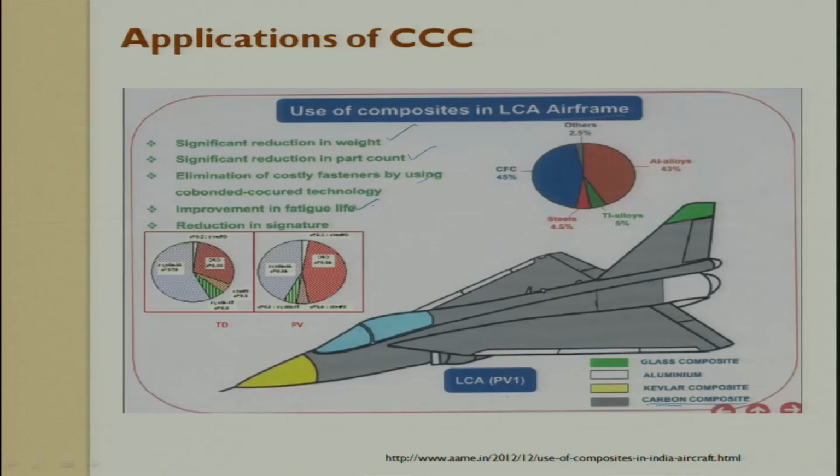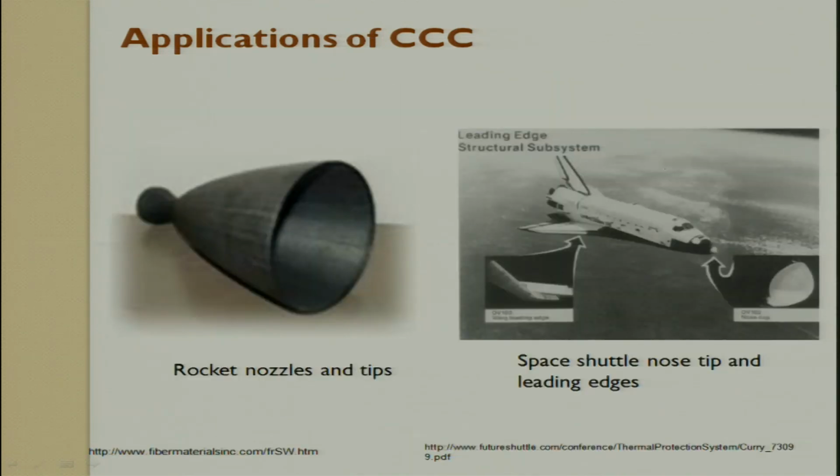Then fatigue life is improved because we try to choose a proper interface between the matrix and the fiber. So, we try to enhance the fatigue life, the crack growth can be arrested, and to a large extent the signatures are reduced in the LCA frame. This is the carbon fiber composites, 45% it is tried using. This is the rocket nozzle tip which is made out of carbon composite. It withstands very high temperature. A space shuttle nose tip is made out of carbon composites, to withstand very high temperature.